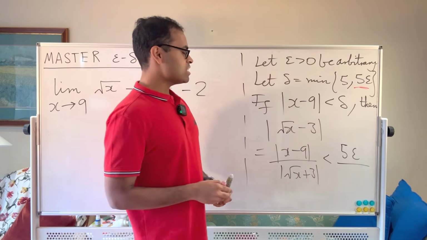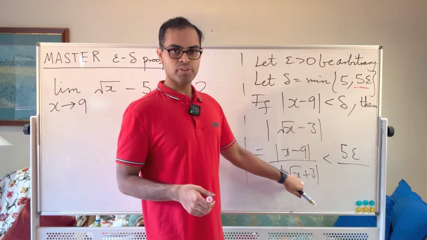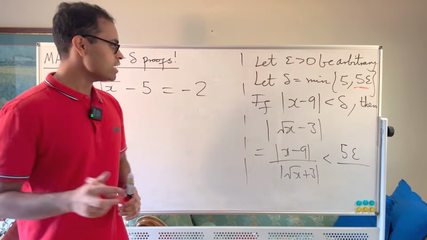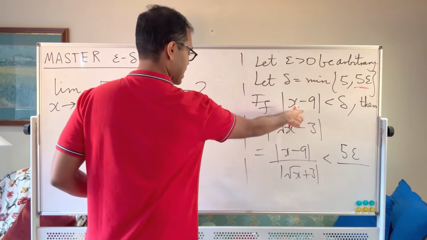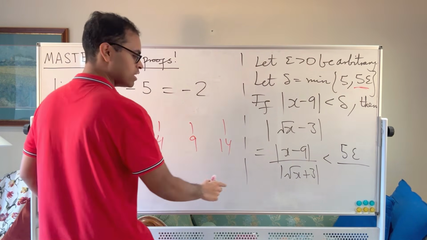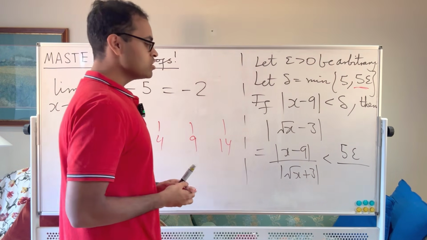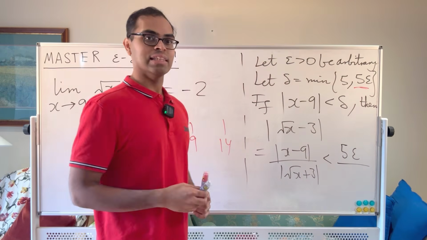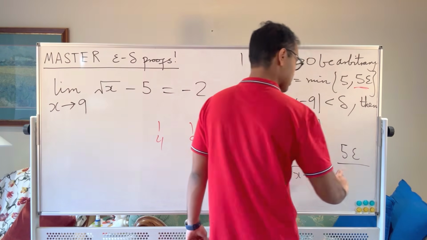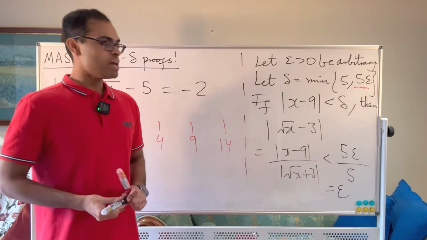And because delta is less than or equal to 5, we know the minimum value of root x plus 3 on the interval 4 to 14, because we're looking at an interval around 9, so again I write 4 to 14, we know that root x plus 3 is at least root 4 plus 3, which is 5. So therefore, if you take the reciprocal, it's less than 1 over 5. So we're going to get a 5 in the denominator. That's going to be equal to epsilon. So that's our epsilon delta proof.